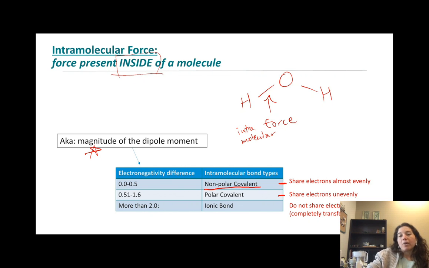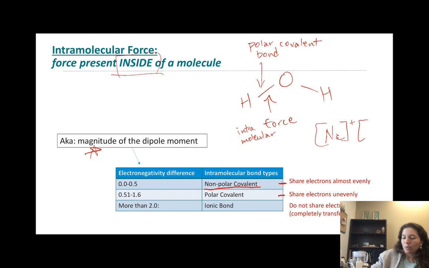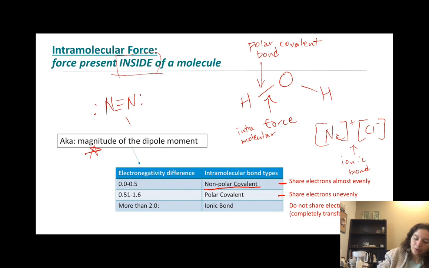And it does this in the form of different types of bonds. So in this case, this is a polar covalent bond. In other cases, we might have an ionic bond. We usually write it like this. This is an ionic bond. Or we might have a nonpolar covalent bond, which might happen between something that has really low electronegativity. This would be nonpolar covalent, because there's no polarity difference there.